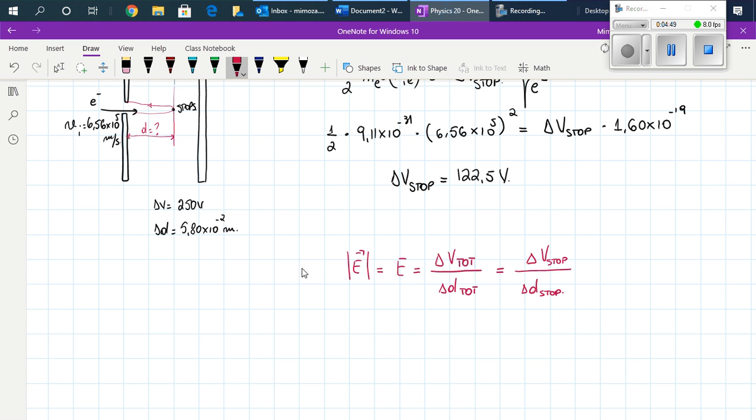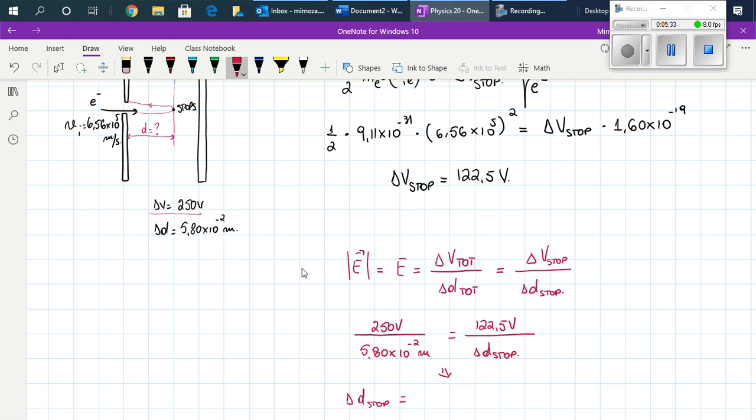Okay, so now in our conditions, we have 250 volts, the delta V total, over the distance between the two plates, which is 5.80 times 10 to the power of negative 2 meters, equals 122.5 volts, the voltage at which it stops, over the distance at which it stops.